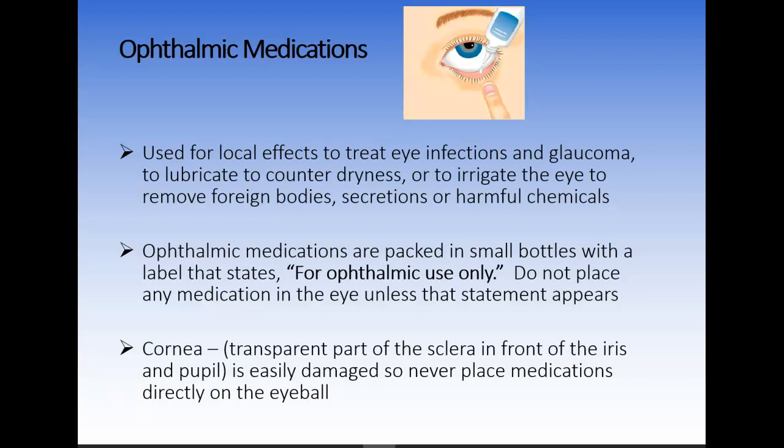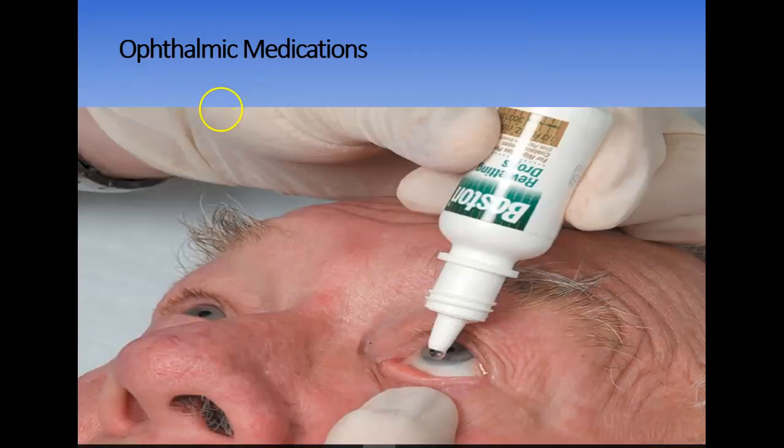And talking about the cornea real quick, it's a part of the sclera in front of the iris and pupil. It's easily damaged, so don't place medications directly on the eyeball. We put it in the eyelid and then allow it to come back up. We don't put the medication dripper on the eye, right? We drip it on top of the eye because you can scratch the cornea, you can do other things that can irritate the eye.